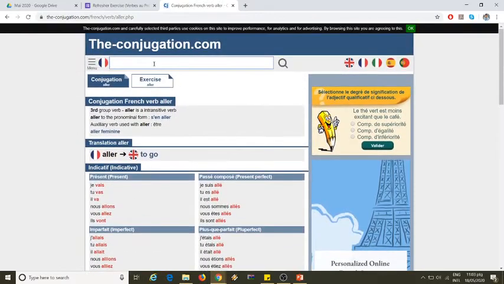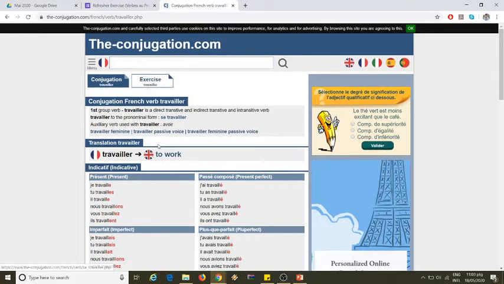So, apa lagi ya? Travailler. Travailler means to work. So, website ni sangat berguna untuk korang cari dia punya conjugation. Tapi, yang penting korang kena ingat dia punya infinitive form. Infinitive form dia apa? This is why you have to still look at your books. Tengok dia punya verb infinitive, korang boleh search kat sini.